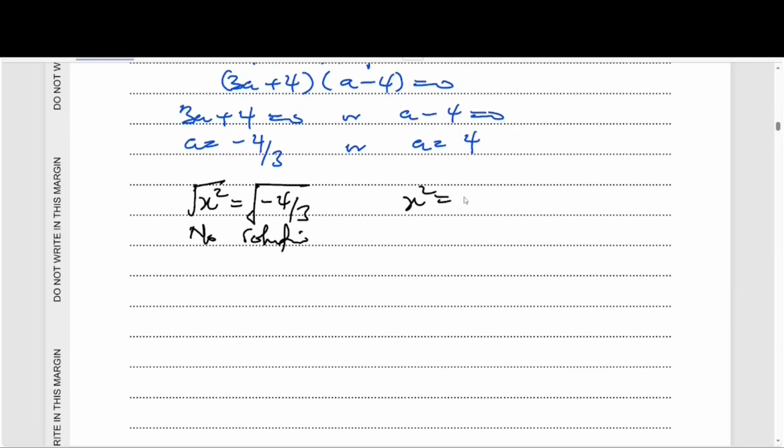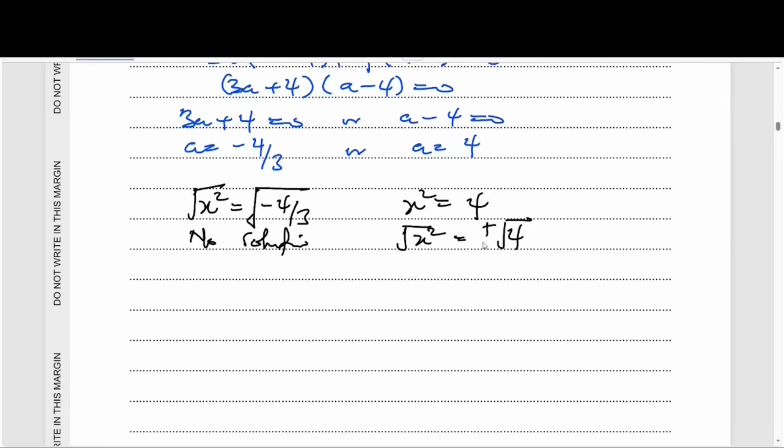x squared is equal to 4. Here we can take square root of both sides, and then square root of 4 is plus or minus 2. So x is equal to positive 2 or negative 2, and that is our final solution.